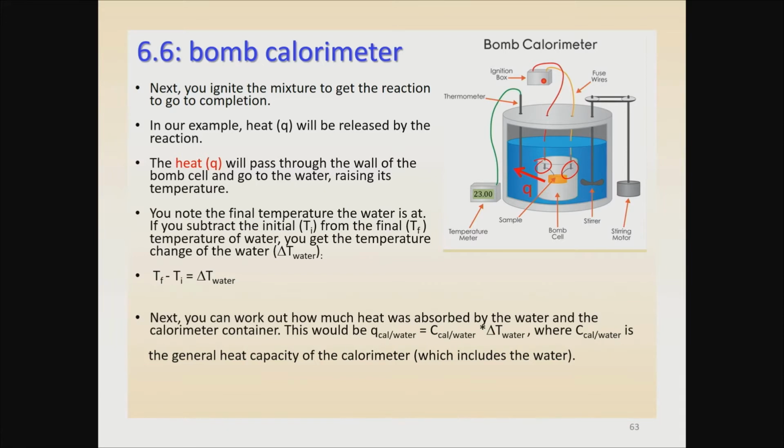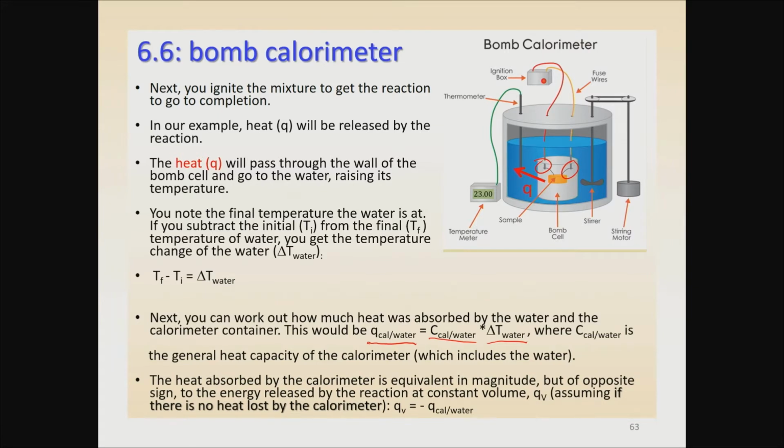So we indicate the amount of heat being absorbed by the water and the calorimeter housing with this letter here, Q cal/water. And so what is that going to be equal to? Well, if you take the temperature change of the water and multiply that by the general heat capacity of the calorimeter water system, that will give you the heat absorbed by the calorimeter water system.